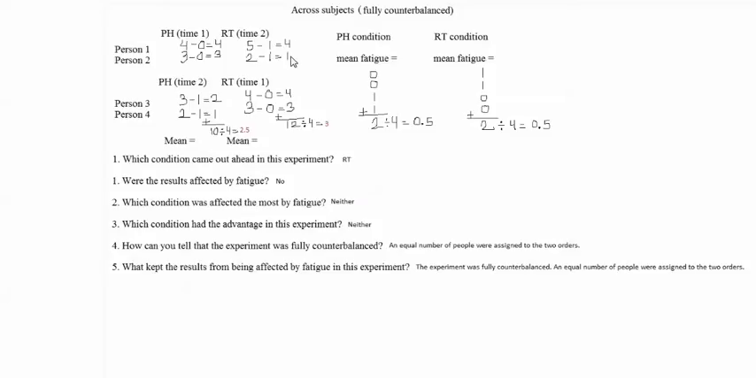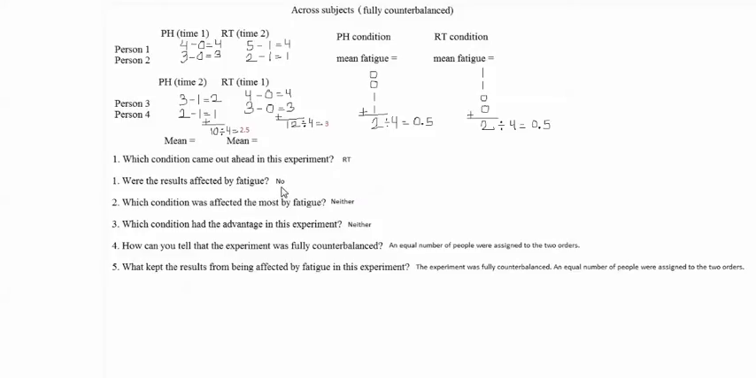For Roundtable, 4 plus 1 plus 4 plus 3 is 12. 12 divided by 4 is 3. So the average taste rating for Roundtable was 3, which is higher than the average taste rating for Pizza Hut, which was 2.5. So Round Table came out ahead in the taste test.